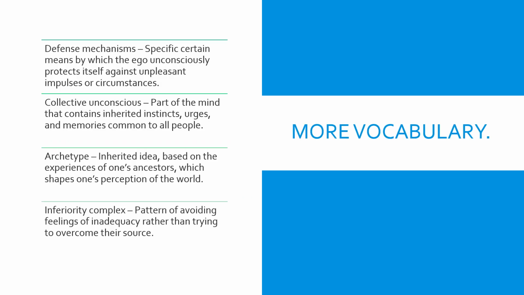A defense mechanism is a specific means by which the ego unconsciously protects itself against unpleasant impulses or circumstances. The collective unconscious is part of the mind that contains inherited instincts, urges, and memories common to all people. And the archetype is the inherited idea based on the experience of one's ancestors, which shapes one's perception of the world. And our final vocab word here, inferiority complex, is a pattern of avoiding feelings of inadequacy rather than trying to overcome their source.